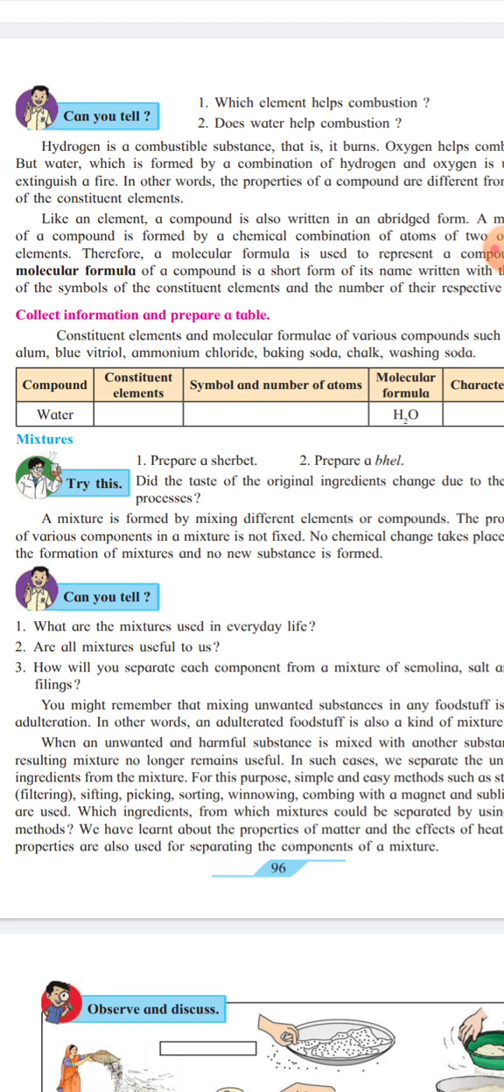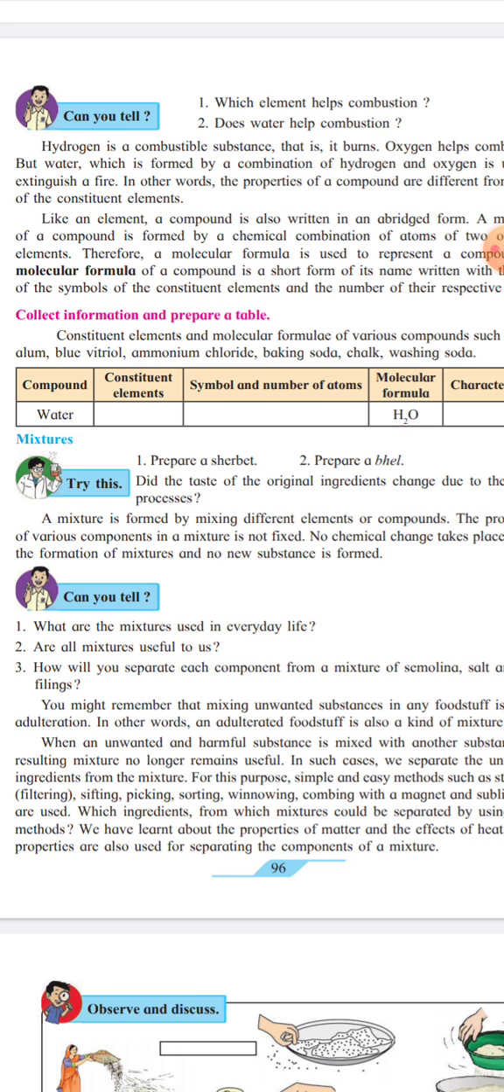Therefore, a molecular formula is used to represent a compound. A molecular formula of a compound is a short form of its name, written with the help of symbols of constituent elements and the number of their respective atoms. Now, collect the information and prepare a table of constituent elements and molecular formulas of various compounds such as salt, alum, blue vitriol, aluminum chloride, baking soda, chalk and washing soda.